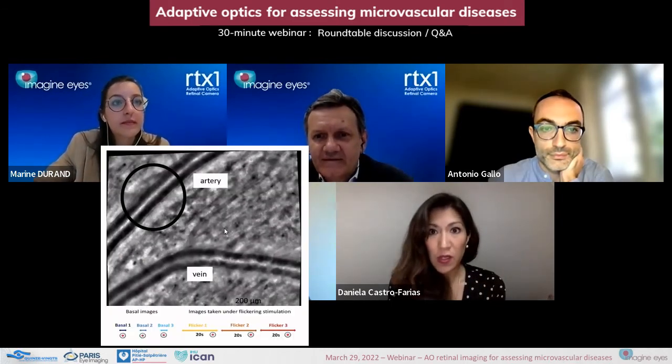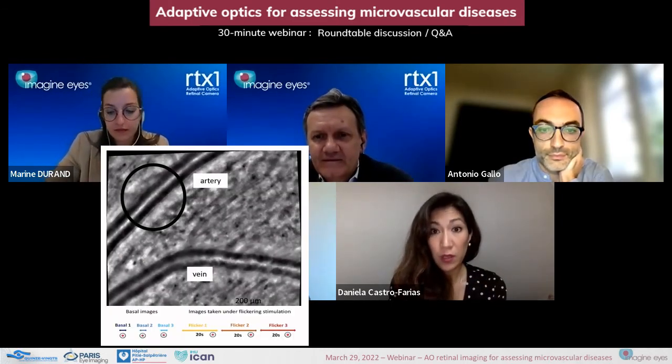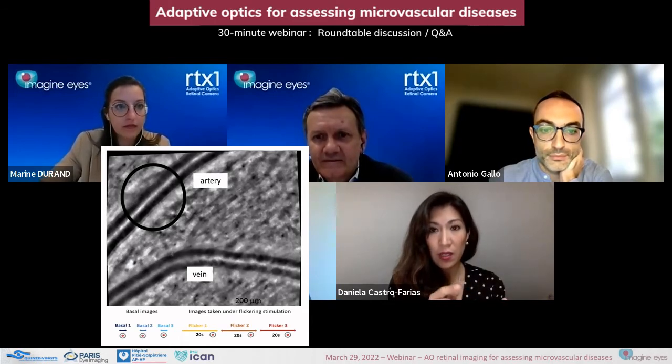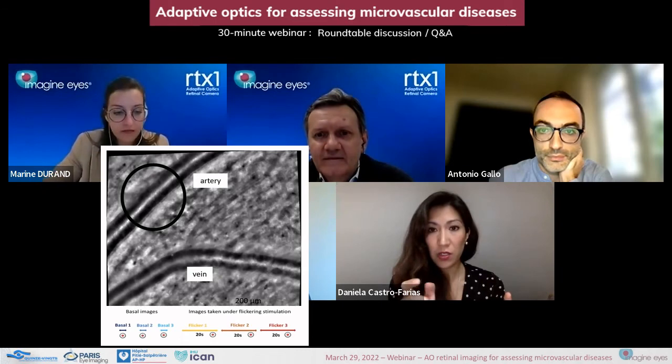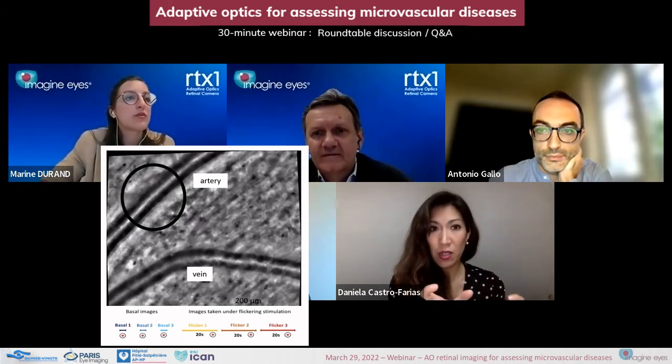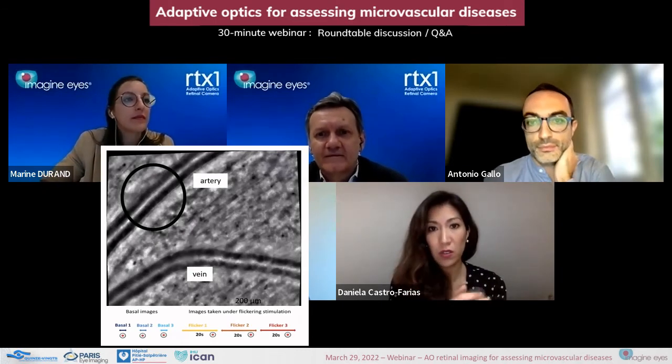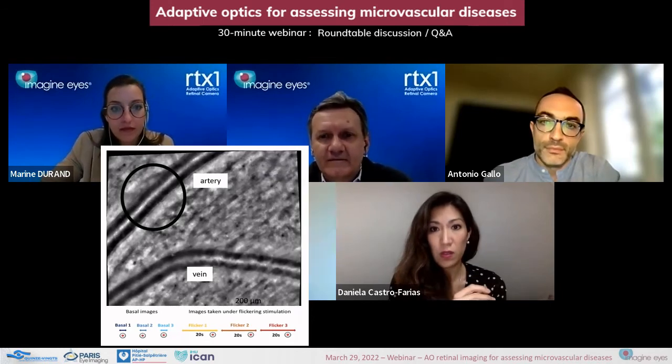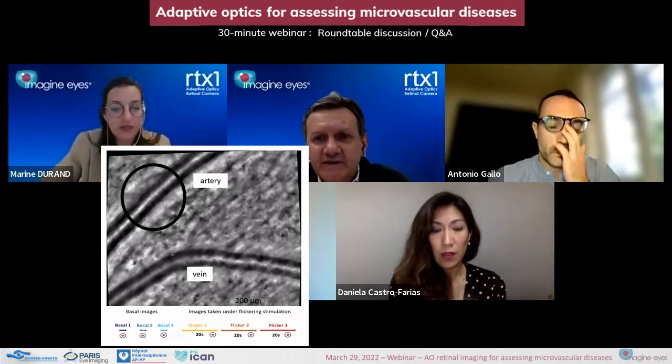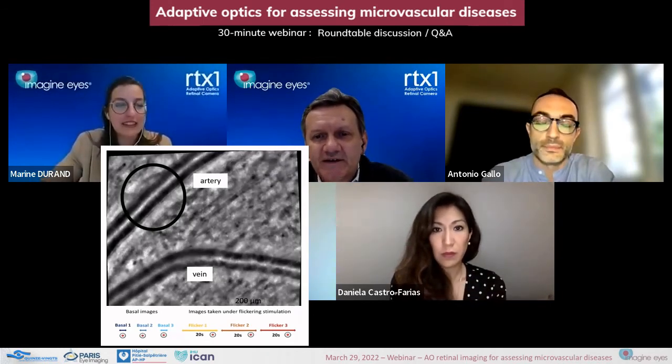It's a time lapse. So it's a video of 6 images in a row. So 3 basal images and then the 3 images under flicker stimulation. So you see the dilation after or during stimulation. So that's what it was showing. Okay, so it is the dilation induced by the stimulation with flickering light, right?